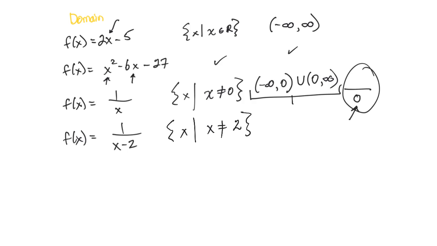Or you could do similar to this one, say from negative infinity up to 2, not including 2, and from 2 all the way to positive infinity, the union of those two intervals. Those are allowable numbers, or that's the domain.